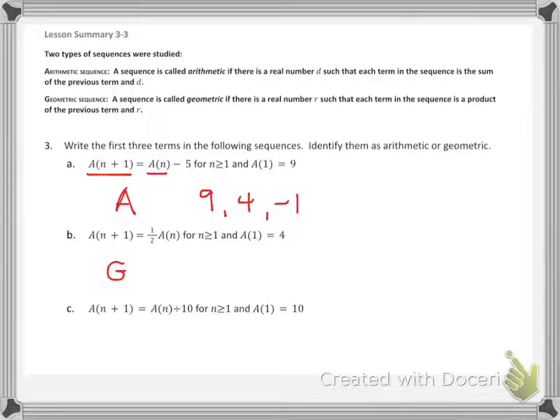So the first term is a 4, and then half of 4 is 2, and half of 2 is 1. All right, and the last one says the next term is the current term divided by 10. And so this is also geometric. And if I start with a 10, then my next term is 10 divided by 10, which is 1. And the next term is 1 divided by 10, which is 1/10. All right.